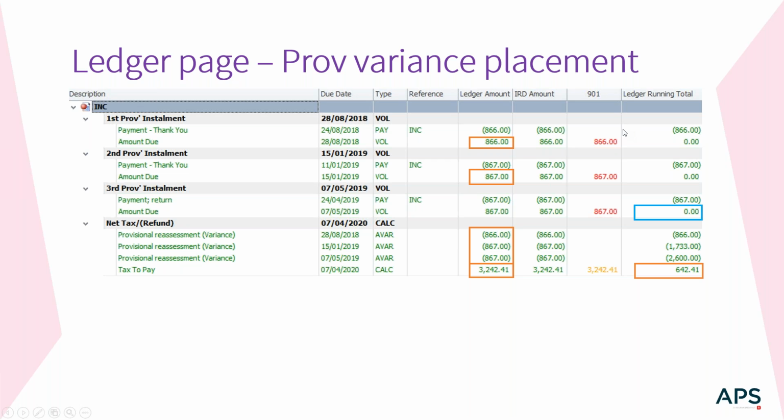Again, this is less of an issue now that we have made the change in the 901 letters. But for those of you who do prefer to see the transactions outside of the provisional instalments and effectively run balances that match what was asked to be paid rather than what IRD reassessed those values to be, you have that option of placing the variances against the net tax account.